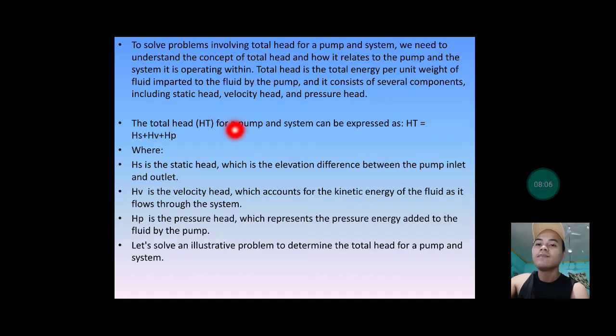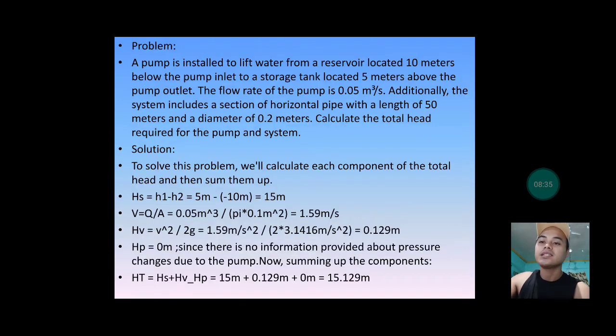So the total head is equal to the sum of the static head, velocity head, and pressure head, where static head is the elevation difference between the pump inlet and outlet. Velocity head accounts for the kinetic energy of the fluid as it flows through the system, and the pressure head represents the pressure energy added to the fluid by the pump. So let's solve an illustrative problem to determine the total head for a pump and system.